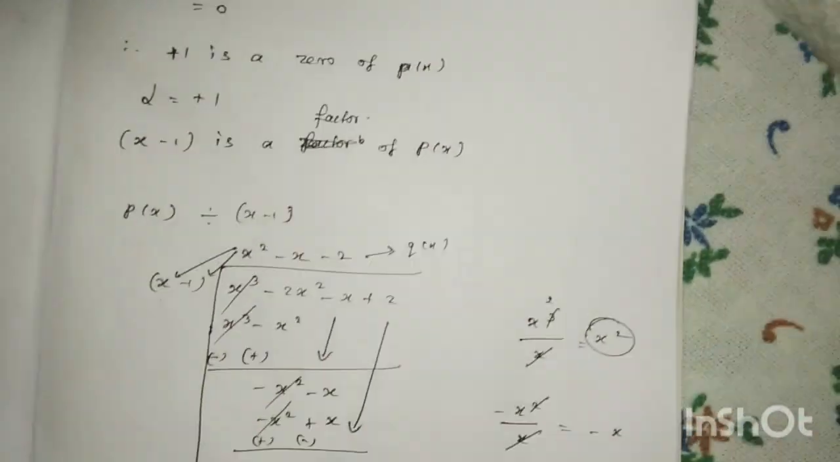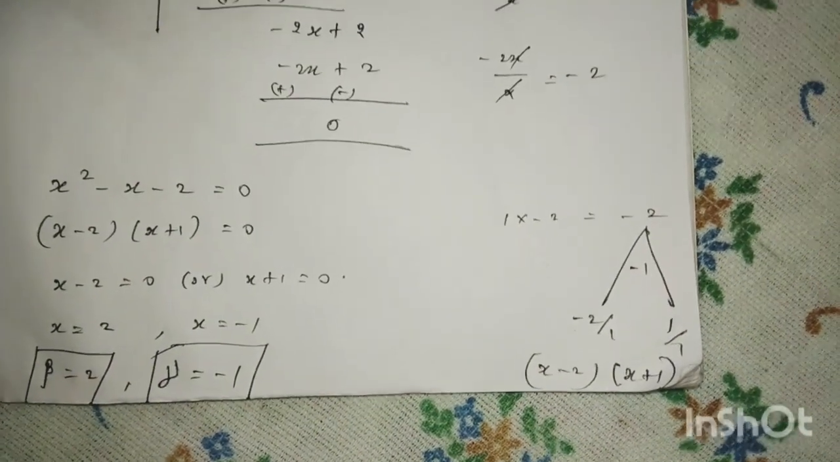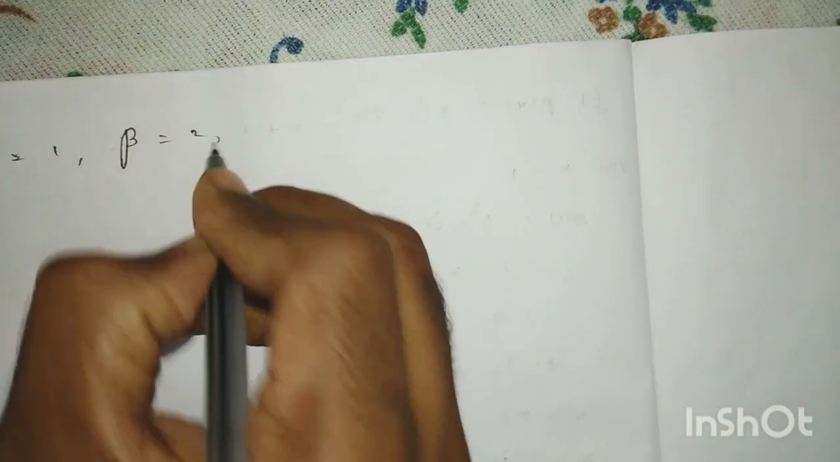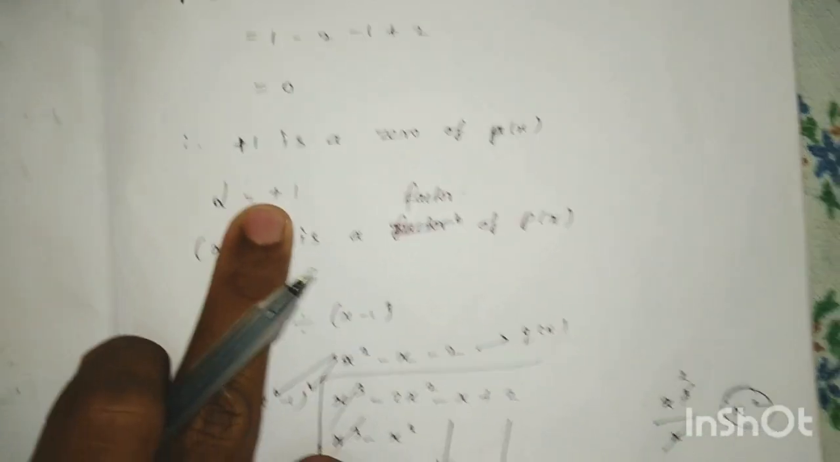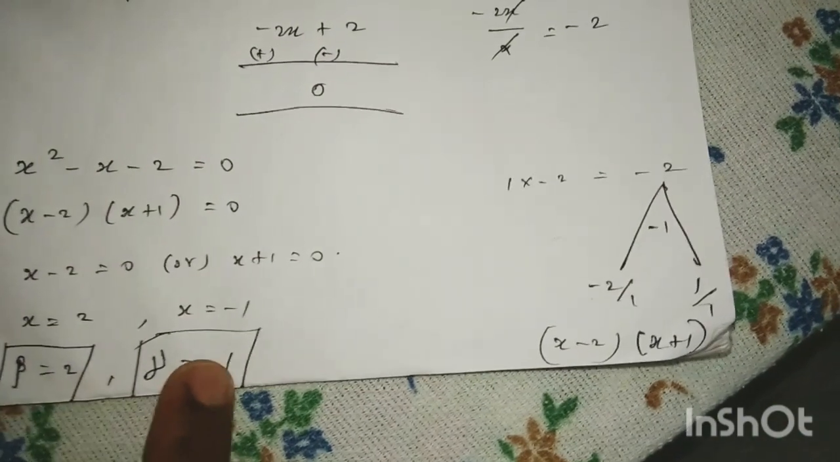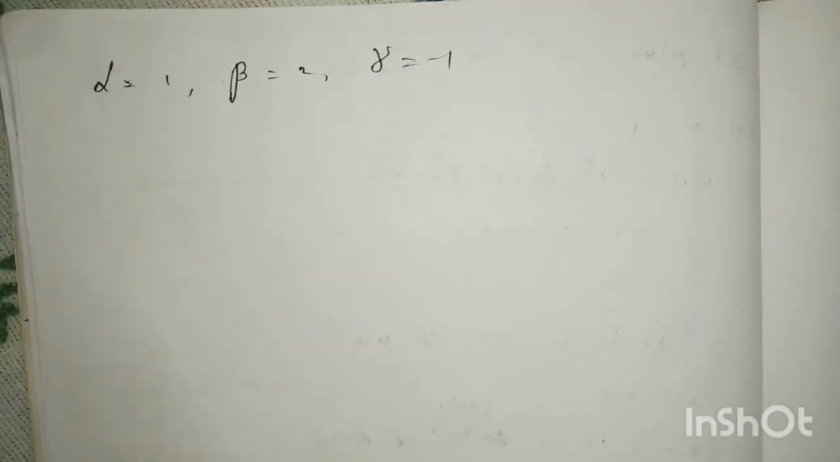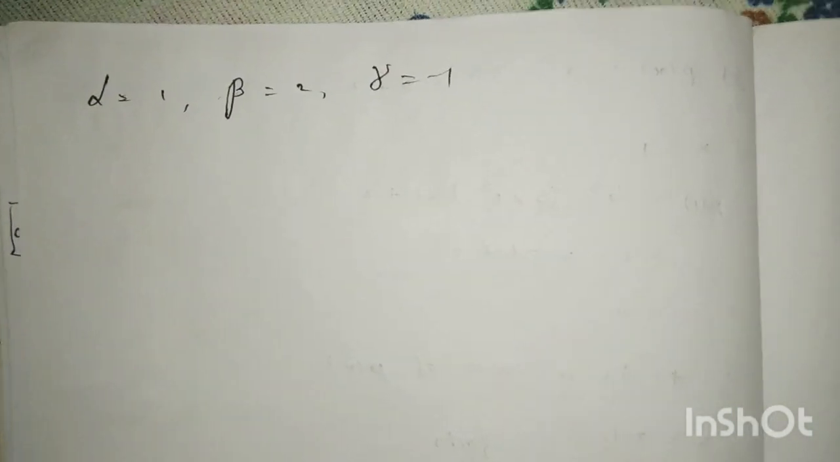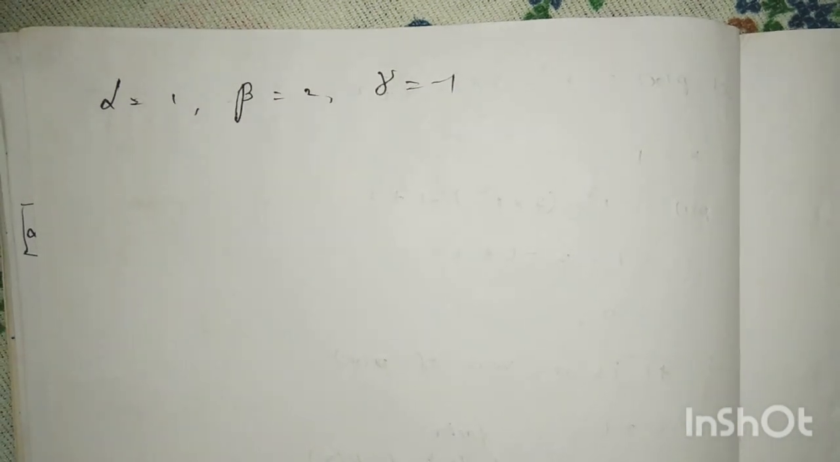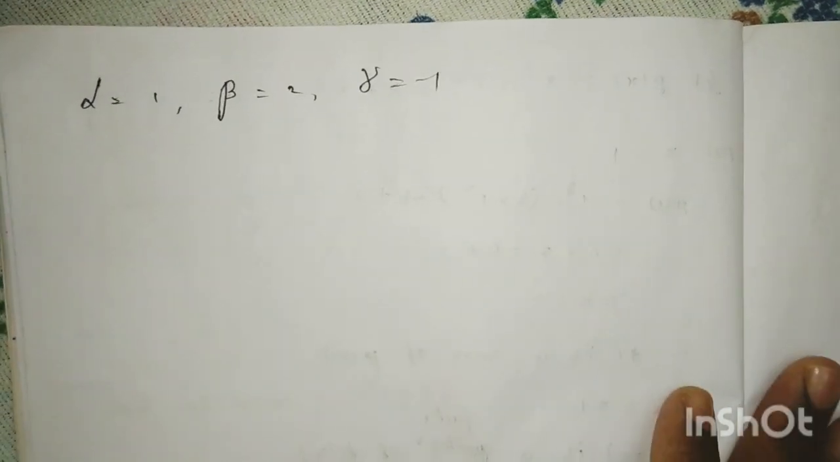Alpha is equal to 1, beta is equal to 2, gamma is equal to minus 1, right? So the zeros are alpha 1, beta 2, gamma minus 1. Now let me check the relationship between the zeros and the cubic polynomial, right? Are you clear? We have found the zeros. Next we can verify the relationship between the zeros and the cubic polynomial.